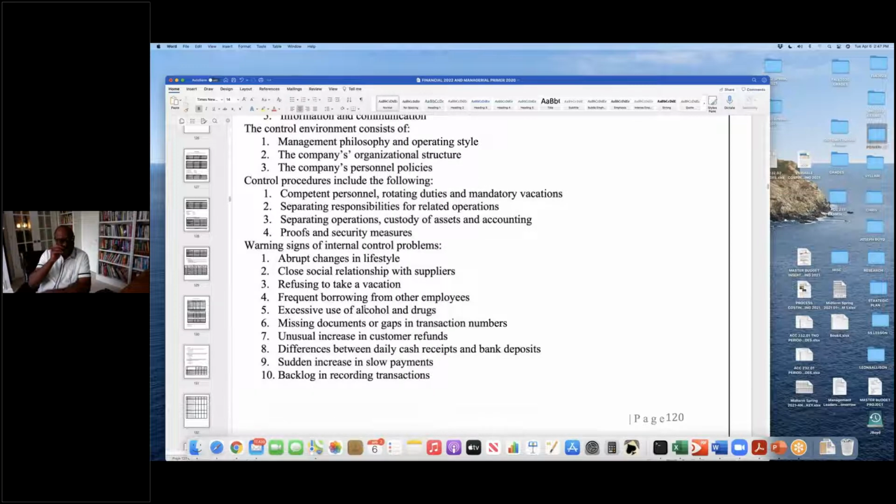What are some warning signs? If you're running a company: abrupt changes in lifestyle, close relationship with suppliers, a person getting friendly with the suppliers, then you might be getting kickbacks, people refusing to take vacations, frequent borrowings, excessive use of alcohol and drugs, missing documents or gaps in transactions, customer refunds.